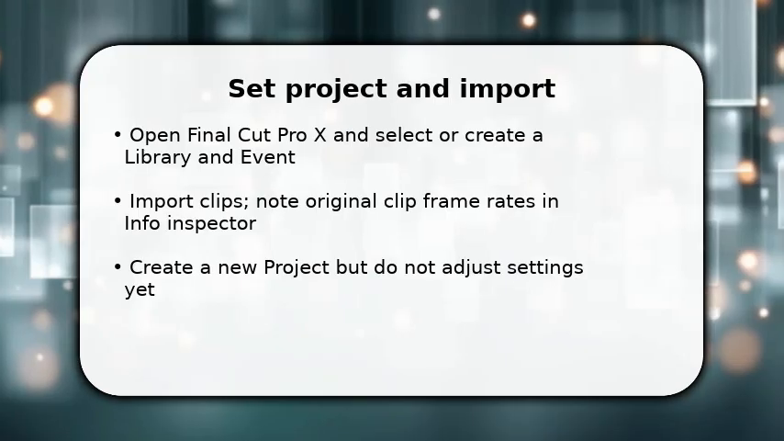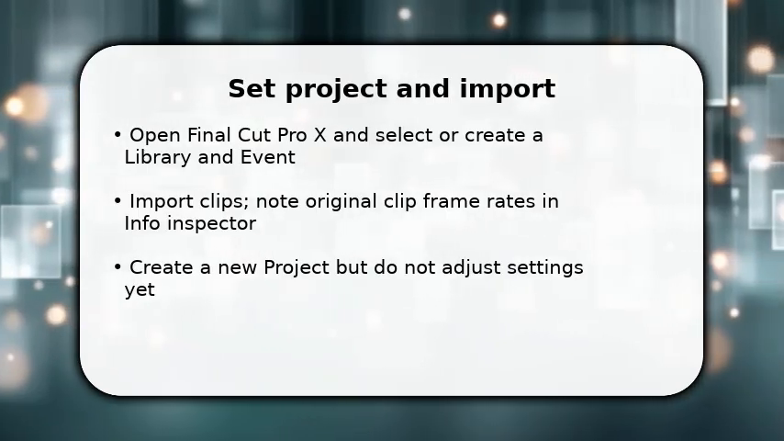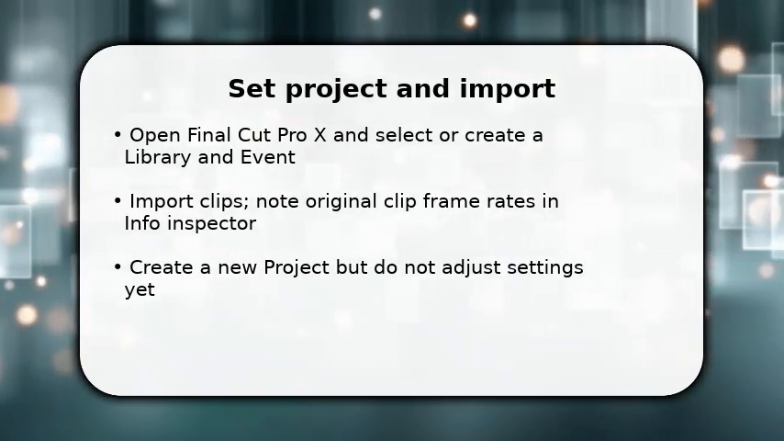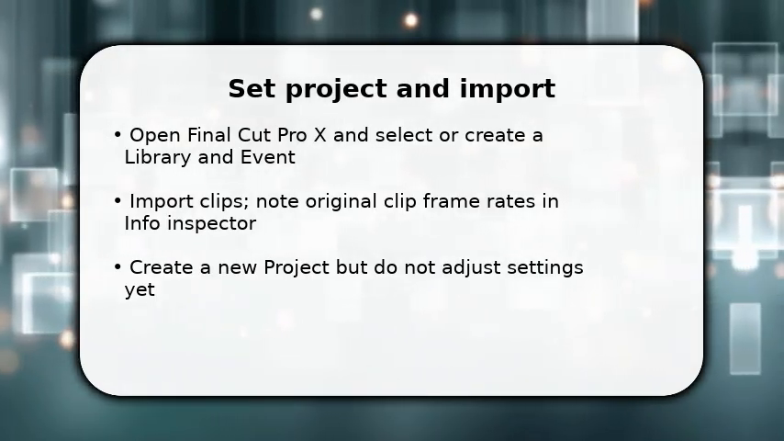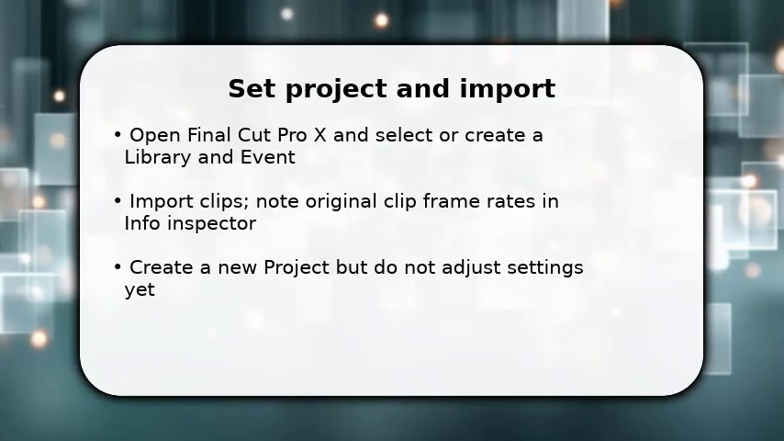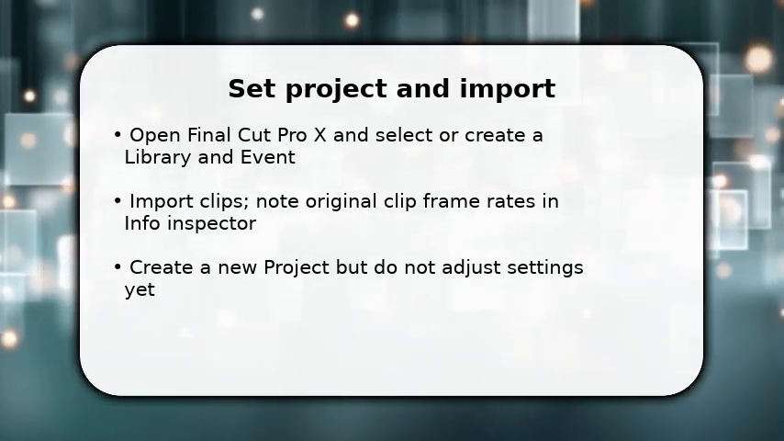You start by opening Final Cut Pro X and choosing the library and event where your media lives. Import your clips and check the info inspector so you know each clip's native frame rate. This matters for motion and audio sync later.